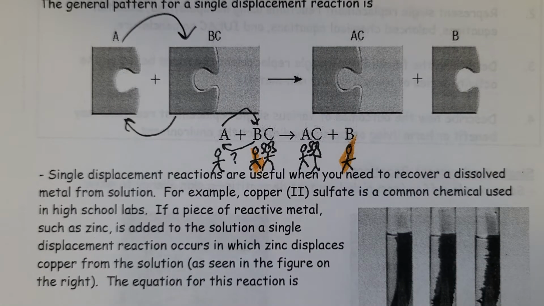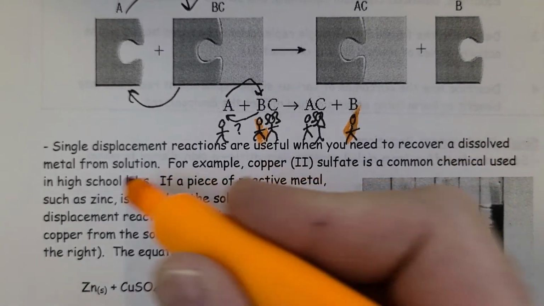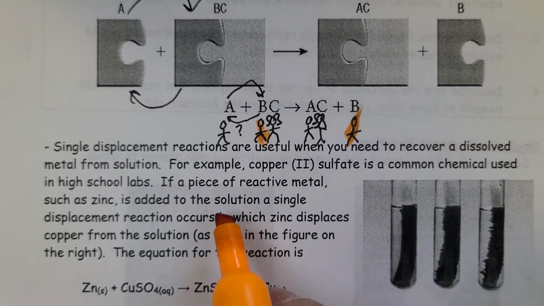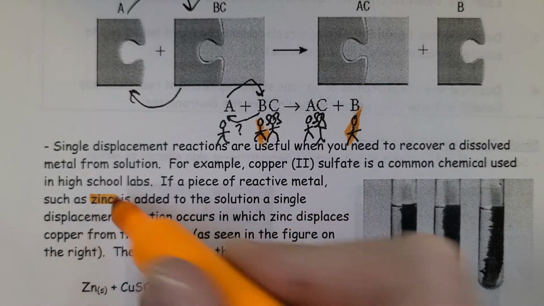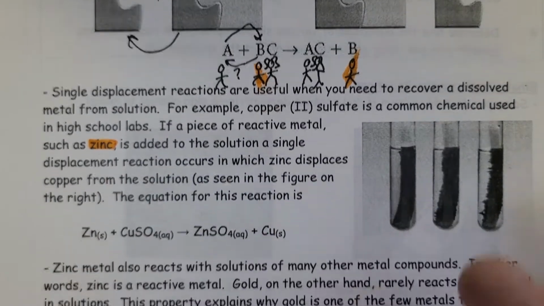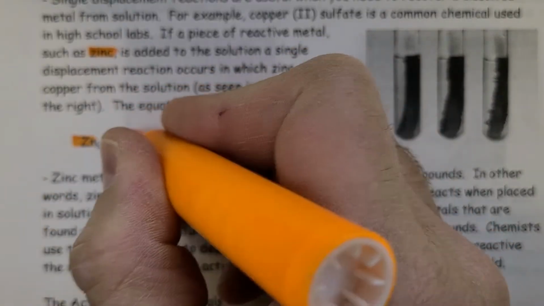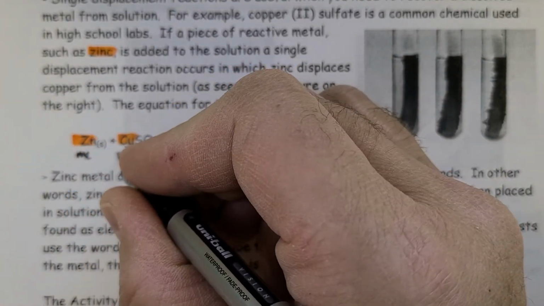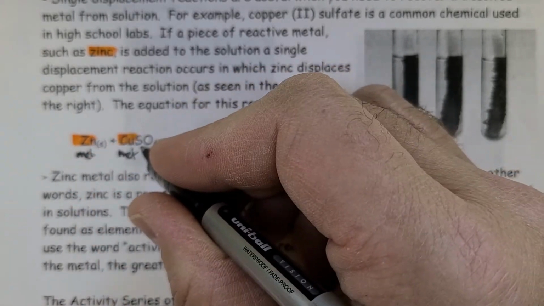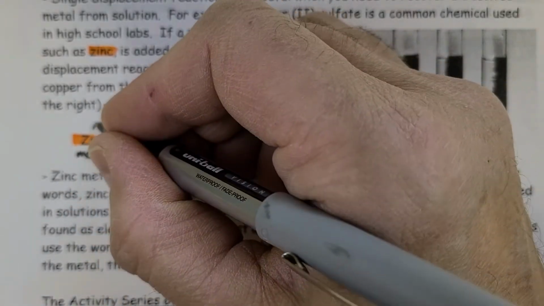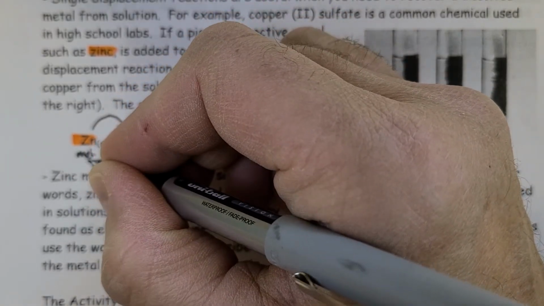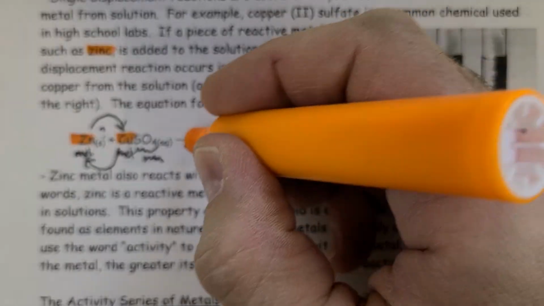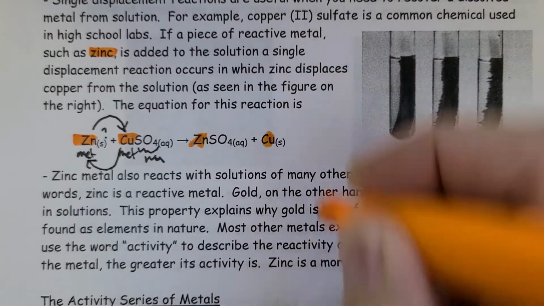Single displacement reactions are useful when you need to recover dissolved metal from solution. For example, copper 2 sulfate is commonly used in labs. If a piece of reactive metal such as zinc is added to it, we can once again collect the lost copper. So take a look here. Again, we have a metal and another metal, and then we have a non-metal group. We're going to see, will this metal replace copper in copper sulfate? That's a big question mark. In this particular case, it will. And we'll look at some rules that govern that.